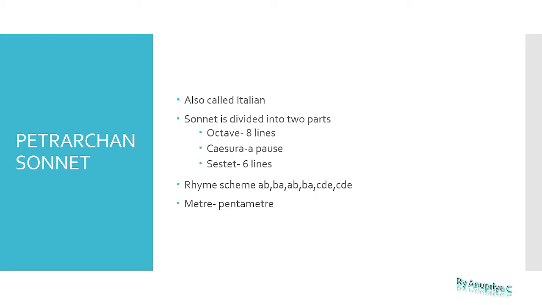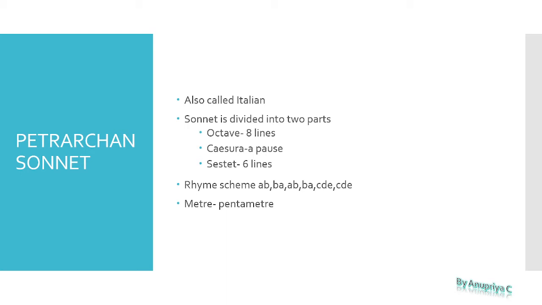Now, the importance of caesura is that with caesura, there is a change in the thought. So, caesura is marking up the change in the thought. So, there is a thought deviation in octave, that is the first 8 lines, and sestet, that is the remaining 6 lines. Now, if you look at the rhyming scheme of this poem, it's ABBA, ABBA, CDE, CDE. So, the remaining 6 lines come up like CDE, CDE, while the former 8 lines come up like ABBA, ABBA. So this is the rhyme scheme of Petrarchian sonnet. And the meter used in this poem is pentameter.